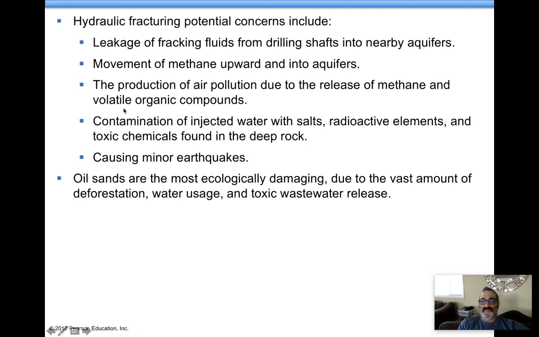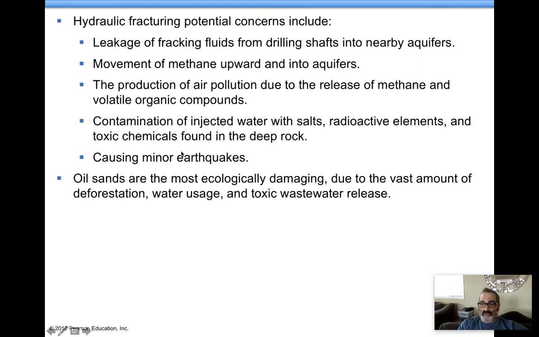You're also releasing VOCs, or volatile organic compounds, during this process. The water you injected down there with those salts and those little glass beads is contaminated and polluted. It needs to be stored somewhere afterwards and put somewhere. And injecting into the ground like that causes minor earthquakes.